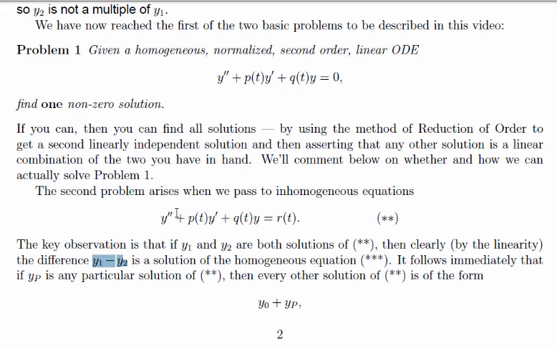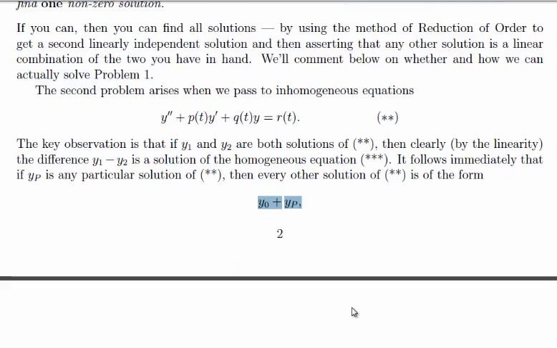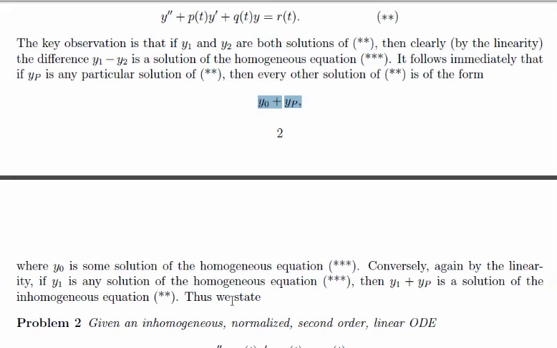That's easy to see. You plug y1 in, plug y2 in, subtract the two equations, the r's go out on the right-hand side, and you get this assertion that the difference of two solutions of the inhomogeneous equation is a solution of the homogeneous equation. It follows immediately that if you specify a particular solution of the inhomogeneous equation, then every solution of the inhomogeneous equation is just a sum of two functions, one of which is the particular solution you have, and the other is any solution of the homogeneous equation.